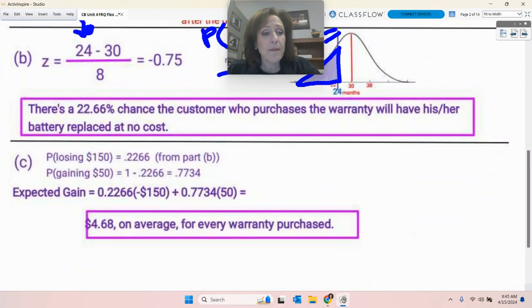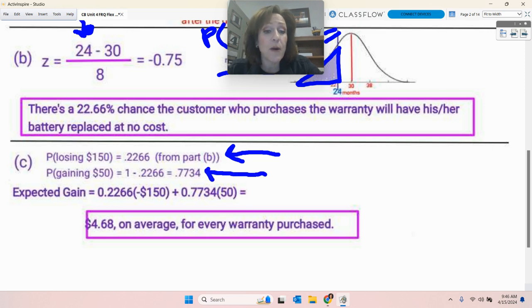So what that means is this right here. The proportion of times that they will lose $150 is 22.66%. So whatever number you got in part B, they wanted to see that carried down to this part C. So if you had gotten something wrong in part B, but then you carried it down properly into part C, you could still get full credit.